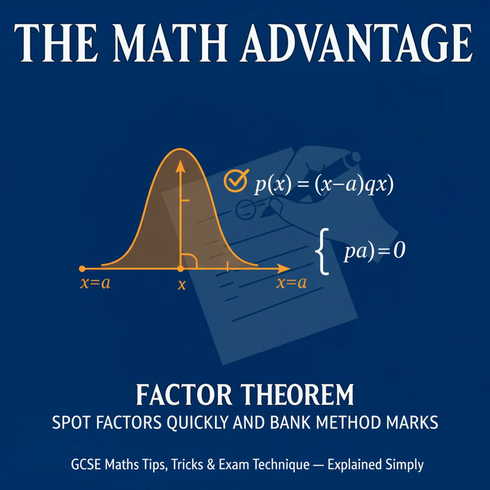Bonus practice. Try this now. Factorise x cubed plus x squared minus 4x minus 4. Quick hint, test x equals 2. F of 2 equals 8 plus 4 minus 8 minus 4 equals 0. So x minus 2 is a factor. Divide to get x squared plus 3x plus 2, which factorises to x plus 1, x plus 2. Final factorisation, x minus 2, x plus 1, x plus 2.